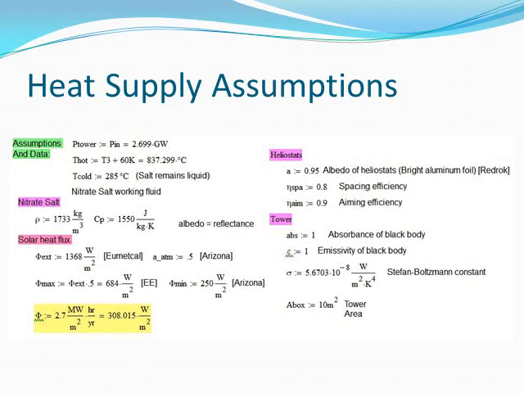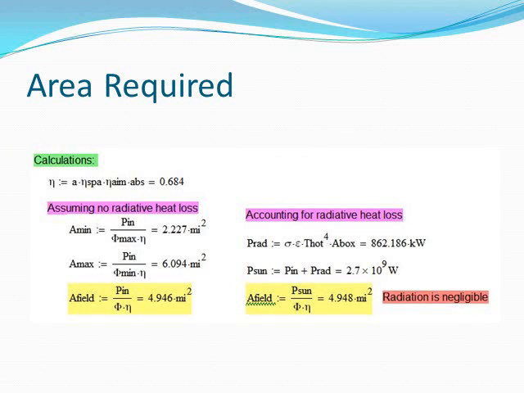We also used the Stefan-Boltzmann constant, which can be found in many locations, and we assumed a tower area of about 10 meters squared, which would be the area of the box that is absorbing sunlight. We used these assumptions to calculate the area required to provide enough heat to the Rankine cycle. We first combined all of the efficiencies for a total efficiency of 0.684. This means that 68% of the sunlight going to the Mojave Desert surface was transferred to the solar power tower.